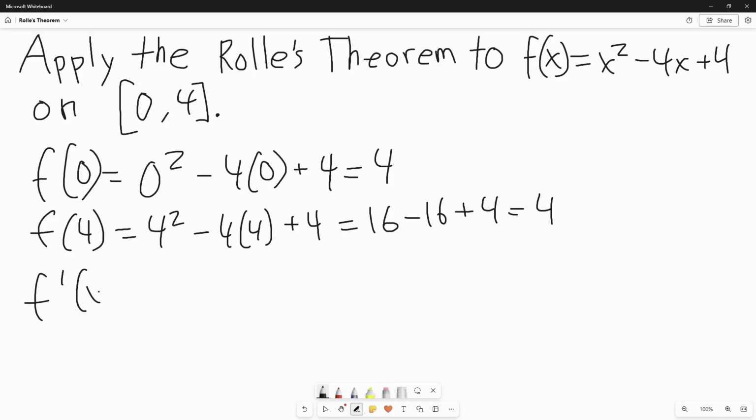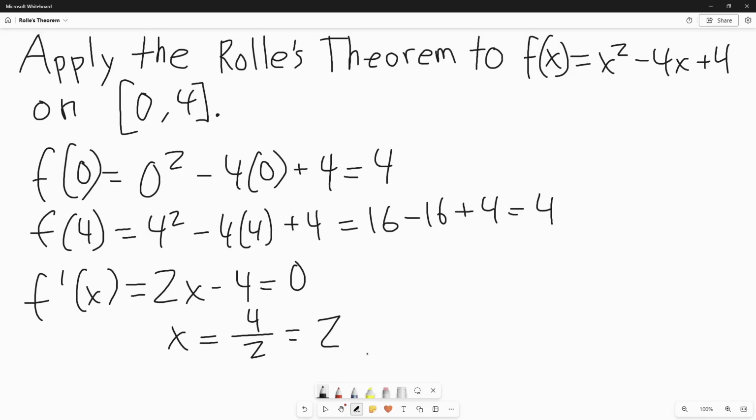So f prime of x is equal to 2x minus 4. And we set this equal to 0, and we get x equals 4 over 2, or 2. But usually on a test or homework question, when you have a question like this, it'll ask you to find the c value so that Rolle's theorem guarantees something. If it says that, then you write c equals 2. That's what you usually would write on a question involving Rolle's theorem. And that's our final answer.